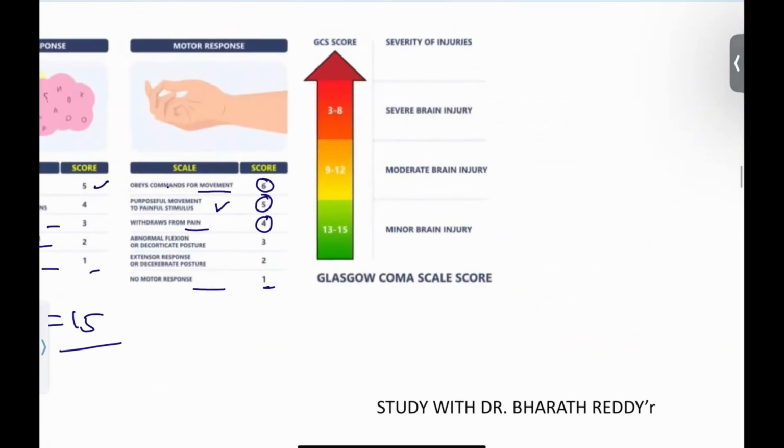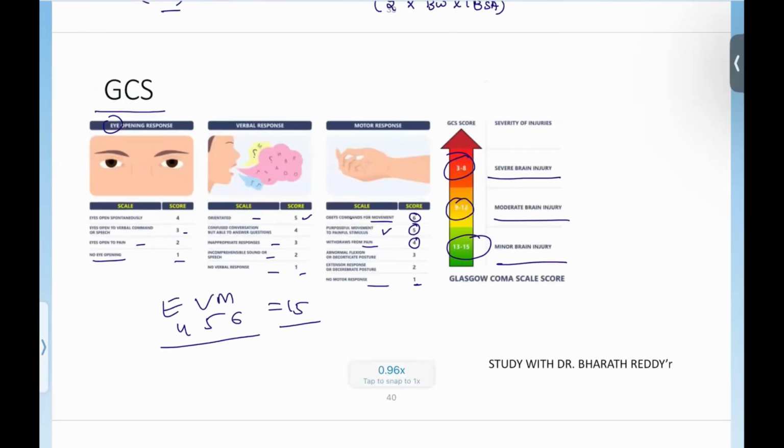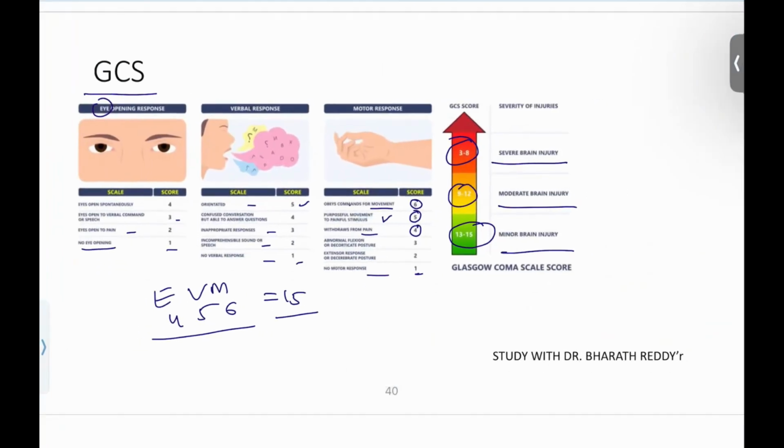If the patient's score is between 3 and 8, that is severe brain injury. If it is 9 to 12, moderate brain injury. And if it is 13 to 15, minor brain injury. So at least this calculation can be asked in the examination.